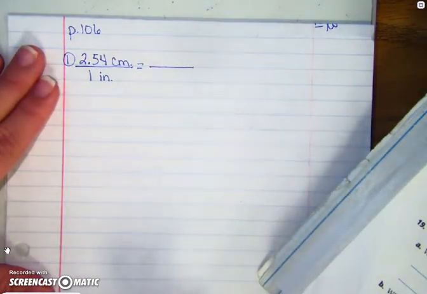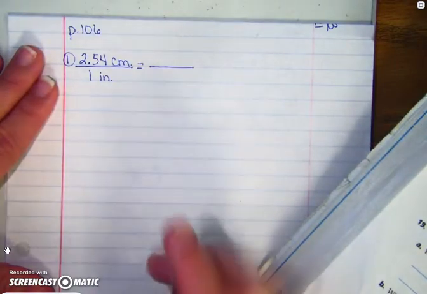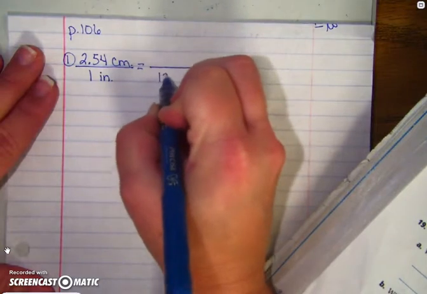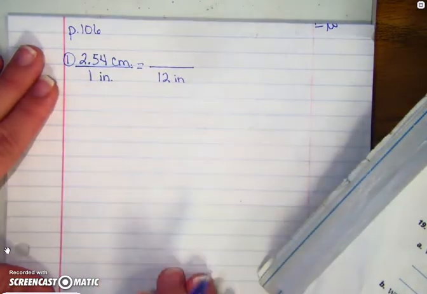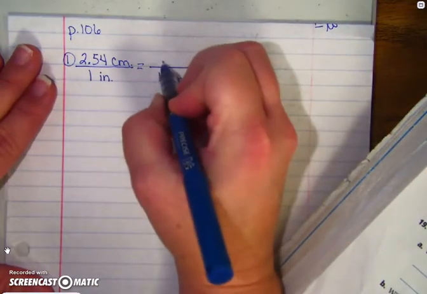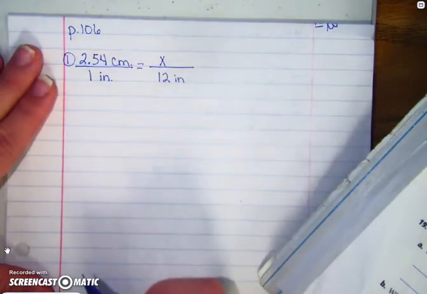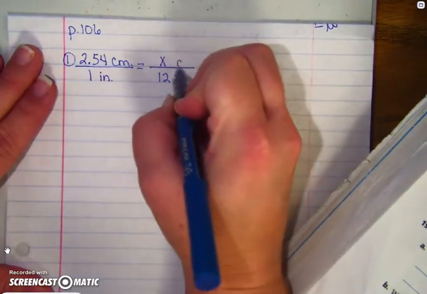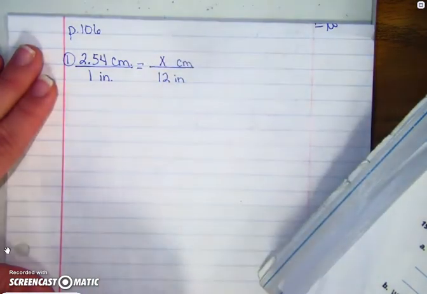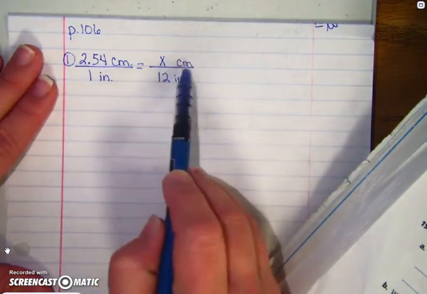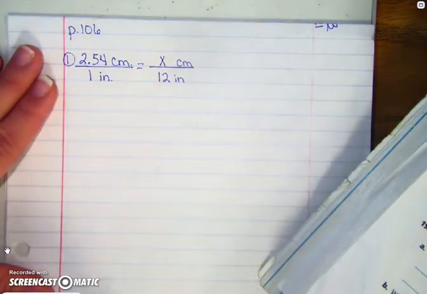So where would our inches go in our proportion? On the bottom. So we're going to put our 12 inches on the bottom. And then our unknown is going to be our x. And those units are centimeters because our question said, what is the length of this ruler in centimeters? So when we find our answer, our units are going to be centimeters.